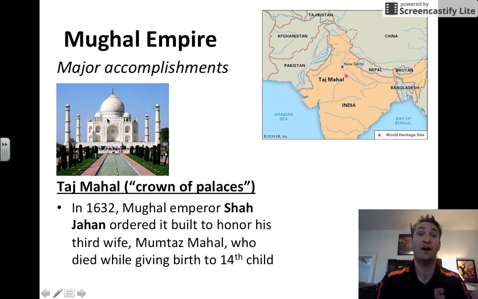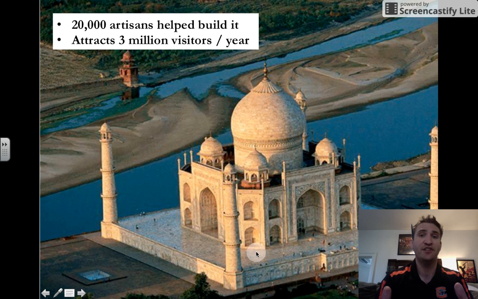What's the story behind the Taj Mahal? Well, in 1632, the Mughal Emperor Shah Jahan ordered it built to honor his third wife, Mumtaz Mahal, who died while giving birth to their 14th child. And so he constructed and had others construct this masterpiece. 20,000 artisans helped build this piece of architecture genius, and it still attracts 3 million visitors per year.